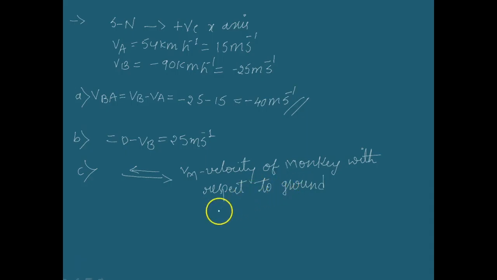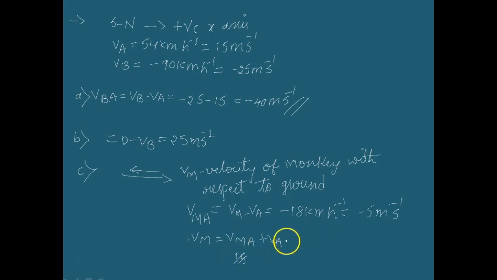Relative velocity of the monkey with respect to A, that is what is asked in the question, that is VMA, is given by Vm minus VA. This VMA, they have given it as minus 18 kilometer per hour. Okay, that is given by minus 5 meter per second. So now we know VMA, so we have to calculate Vm, that is given by VMA plus VA. So VMA is minus 5 and VA is 15. So we will get 10 meter per second.